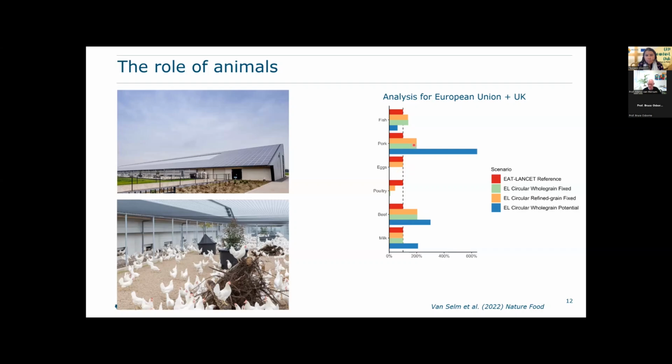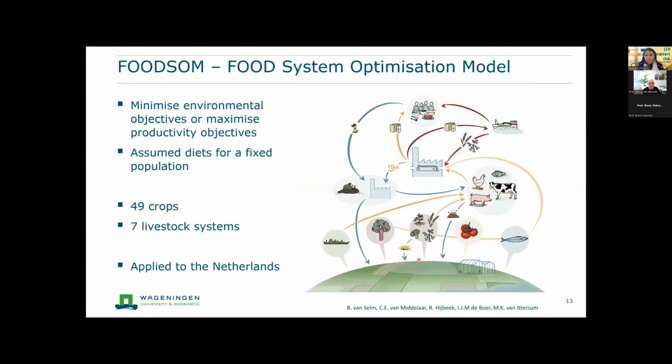So the composition is an issue. The recommended animal protein levels of the Eat Lancet diet can be met, but the precise dietary guidelines of the Eat Lancet diet cannot be met at European level.